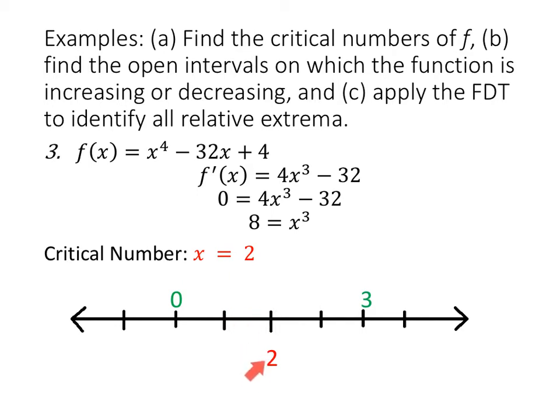My critical number divides my number line into two intervals, everything to the left of 2 and everything to the right of 2. So I picked two test values. I used x equals 0 to the left, and I used x equals 3 to the right. Remember, you can use any values at all, and notice these aren't even to scale. I just labeled them somewhere.